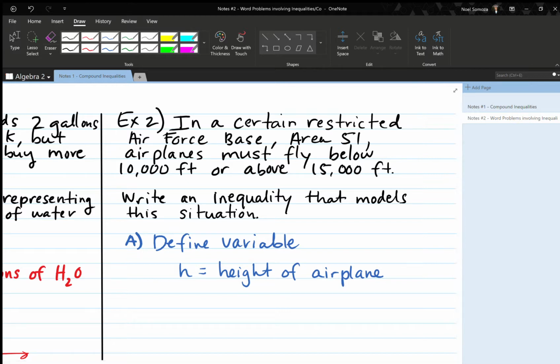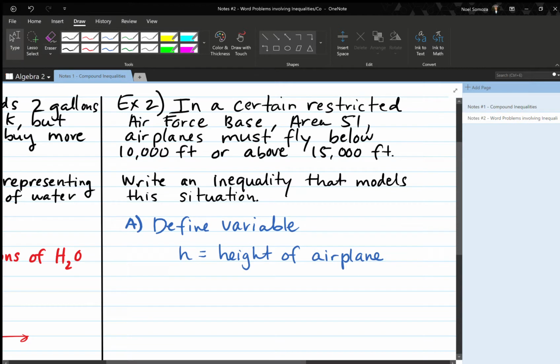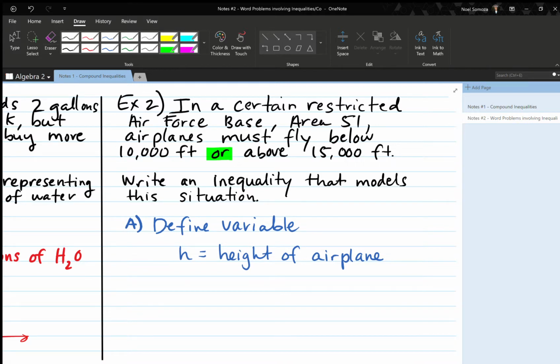Okay, height. All right. Now, in this case, think about what we have. Okay, you have a restriction. Okay, the planes can fly below 10,000 or above 15,000 feet. What kind of compound inequality are you writing? Or, right? It tells you in the problem, right? So you just got to read it. As long as you can read it, you'll see like, hey, I'm looking at an or inequality. Okay. I obviously cannot be in between 10 and 15. That's the space where I'm not allowed to fly.